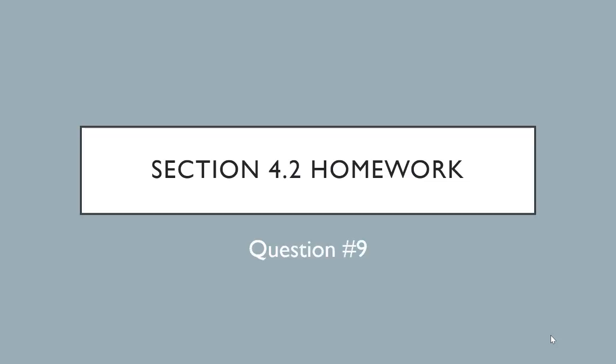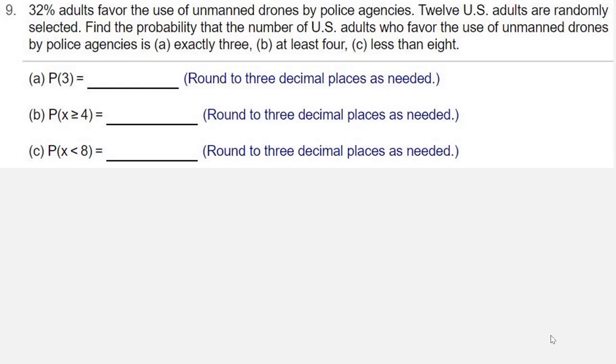We're looking at homework from section 4.2 today. This is question number 9. Let's read the question. 32% of adults favor the use of unmanned drones by police agencies. 12 U.S. adults are randomly selected. Find the probability that the number of U.S. adults who favor the use of unmanned drones by police agencies is A, exactly 3, B, at least 4, C, less than 8.